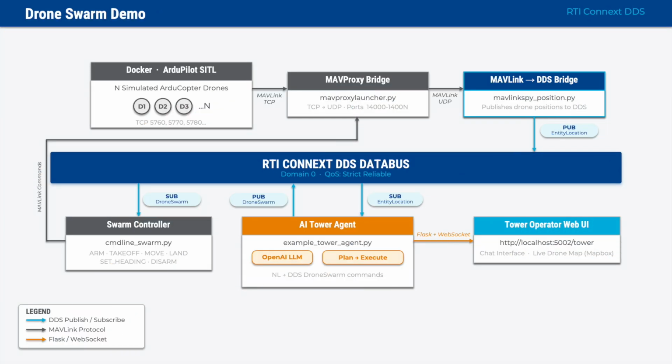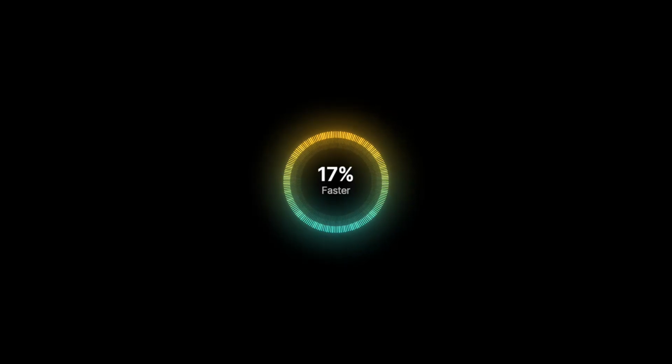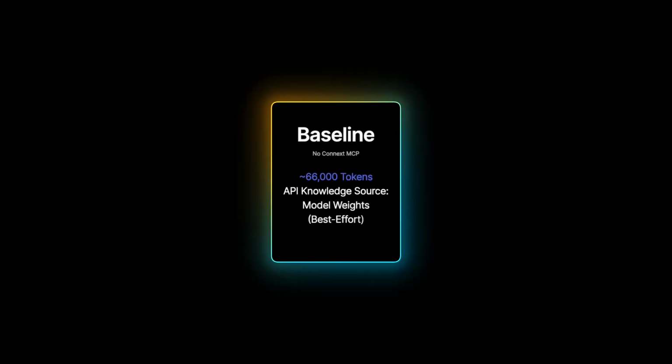So what did we see today? An AI coding agent built a working drone swarm controller from a spec document, writing real Connext DDS code that bridges MAVLink telemetry and commands. With Connext MCP, the agent completed the task 17% faster and avoided the costly trial and error process of figuring out the API from scratch.